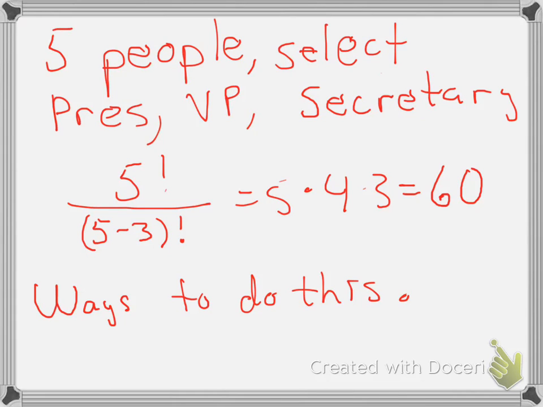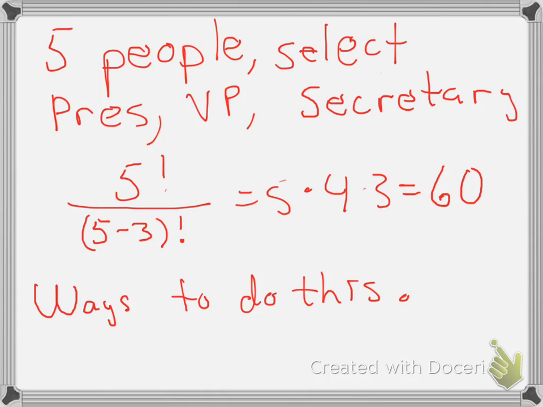At this point, you should be good at problems like these. We've got 5 people. We're going to select a president, a vice president, and a secretary from that group. So we know that there are P(5,3), which I've written here as 5 factorial over (5 minus 3) factorial, which works out to be 5 times 4 times 3, or 60 ways to do this.